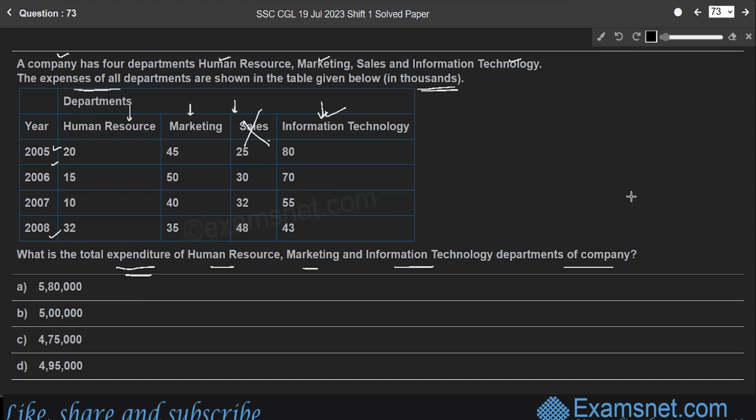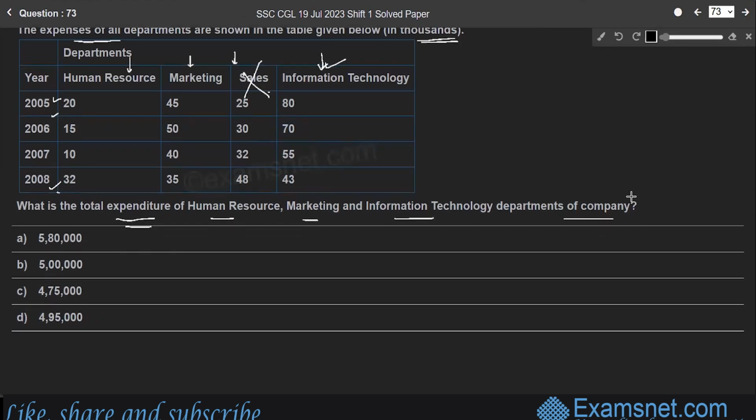So let us consider the total expenditure of each department here. Total expenditure: 20 plus 15, 35, 45, then 75, 77. 77,000 is the total expenditure of the human resource department. Whereas the total expenditure of marketing is 95 plus 40, which is 135 plus 35, which is 170,000. Whereas the expenditure of information technology is 80 plus 70, 150, then 205, and so 248,000 is the expenditure of information technology.